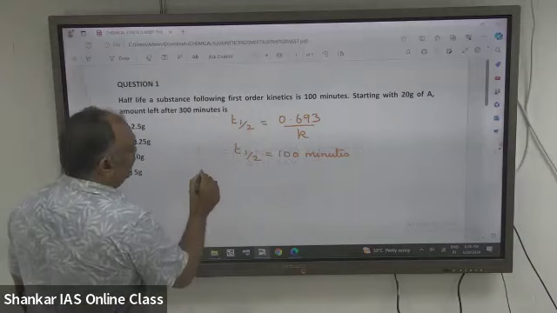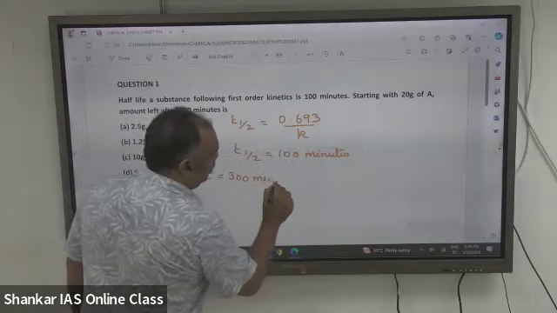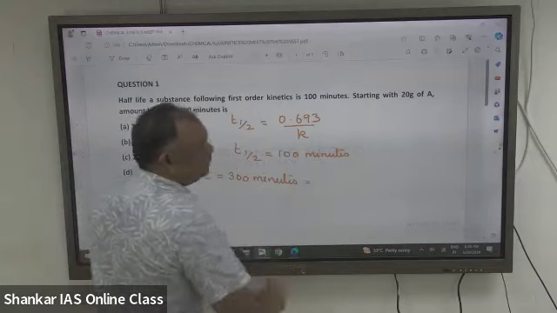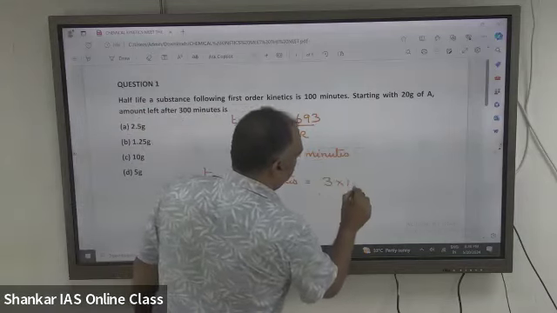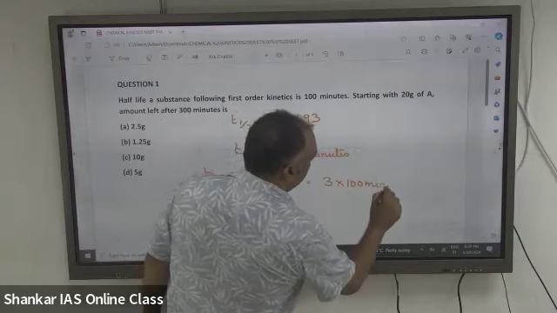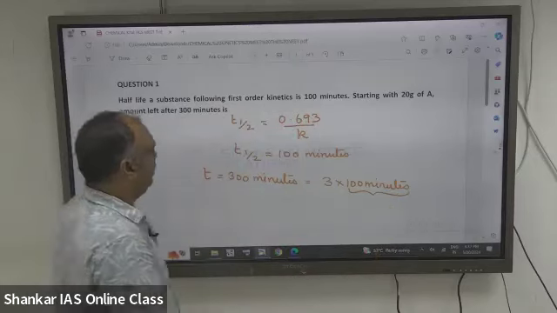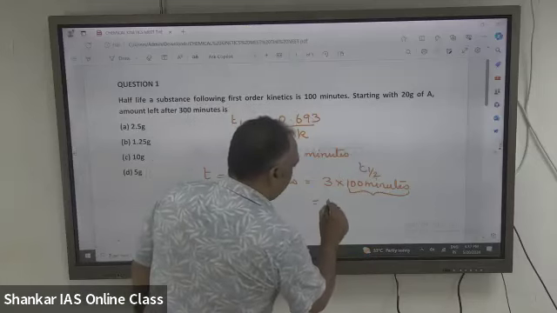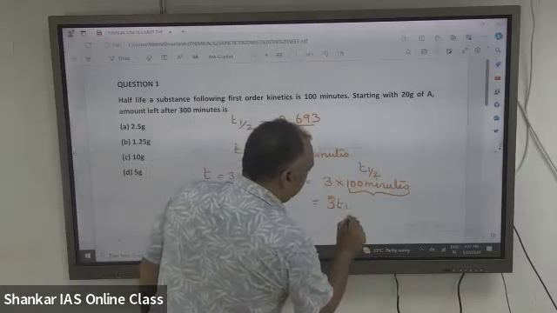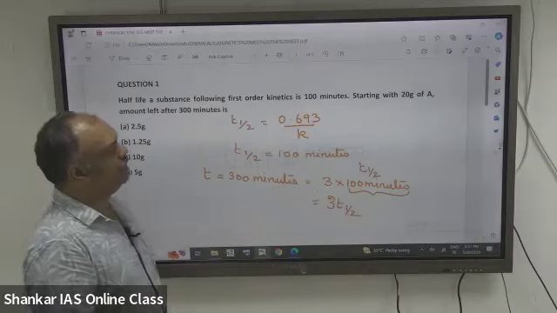First, for the time T equal to 300, we have to find out how many half-lives are there. So we can write this as 3 into 100 minutes. We already know that 100 minutes is nothing but the T half. So 300 minutes is having 3 T halves. So it is now easy to solve the problem.